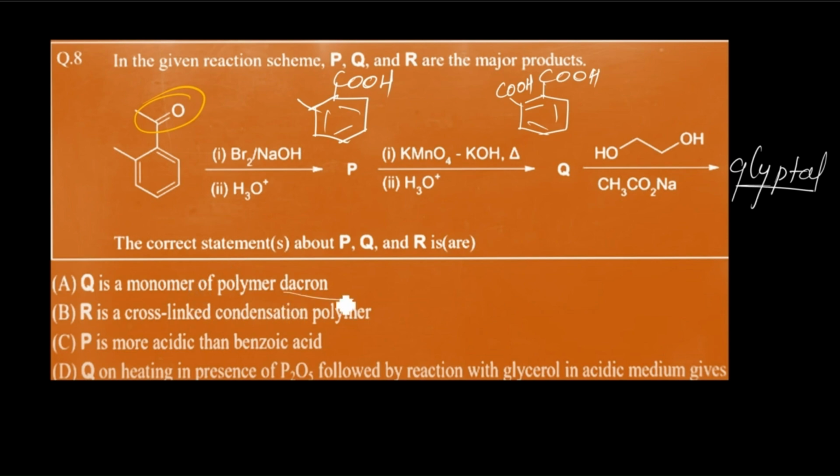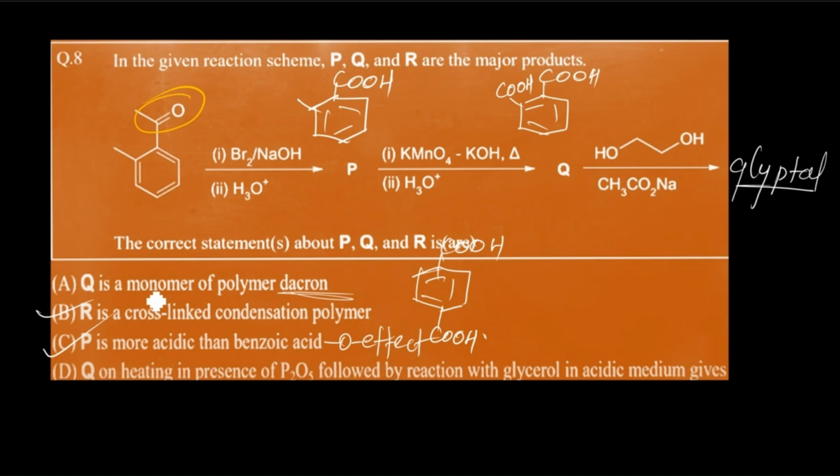Q is a monomer of polymer Dacron. It's not a monomer of Dacron. Dacron monomer will look like a para position, right? Not in the ortho one. R is a cross-linked condensation polymer. Yes, that is true. Then C, P is more acidic than benzoic acid. Because of the ortho effect, P is more acidic than benzoic acid.